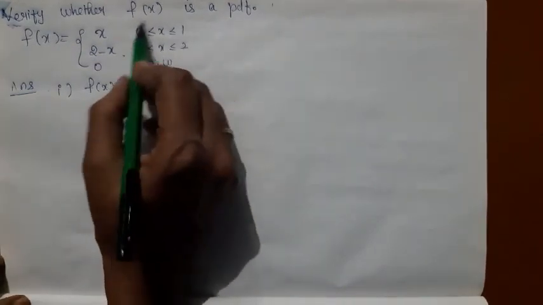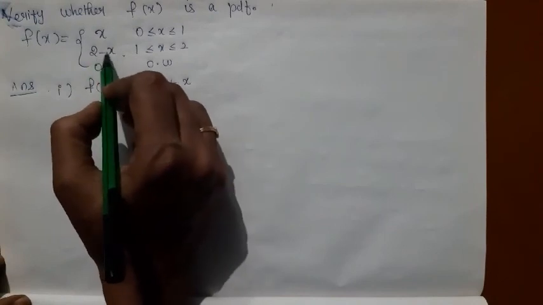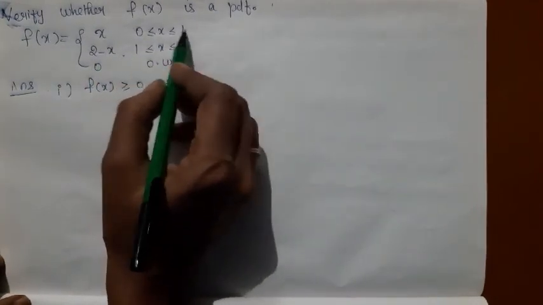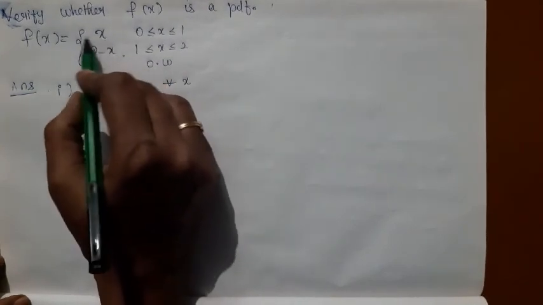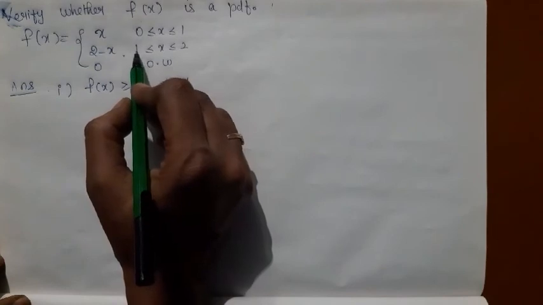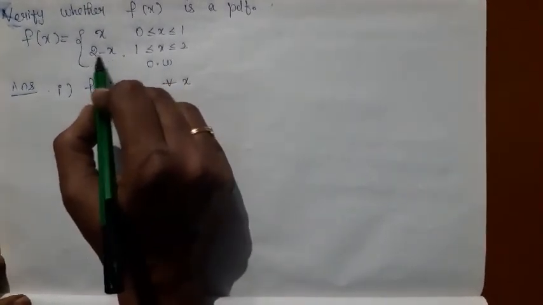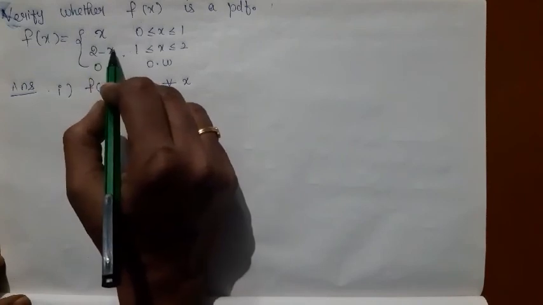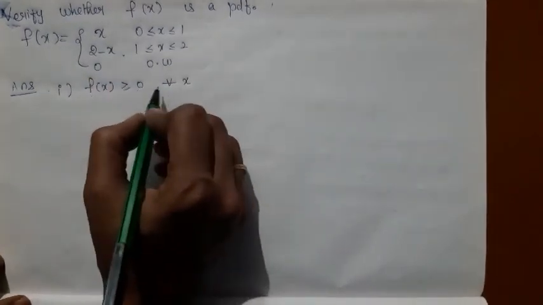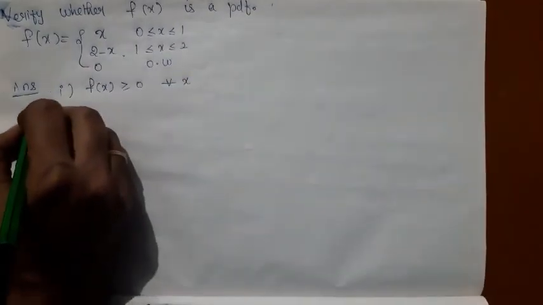Whatever be the value of x you substitute here, you will not get any negative value, right? If any value from 0 to 1 is substituted, f of x is going to be positive. And if you substitute the lower limit 1 here, you are going to get 1, and the upper limit 2, you are going to get f of x is 0. Nowhere you are getting a negative value. So f of x is greater than or equal to 0 for all x. The first condition is verified.